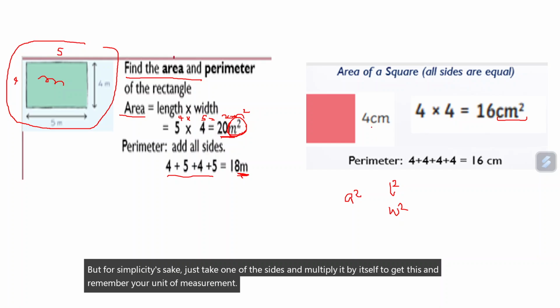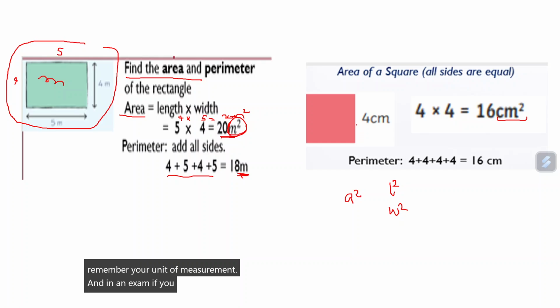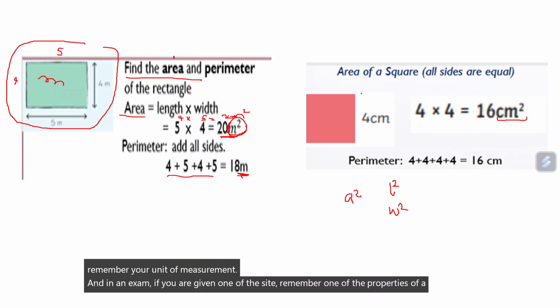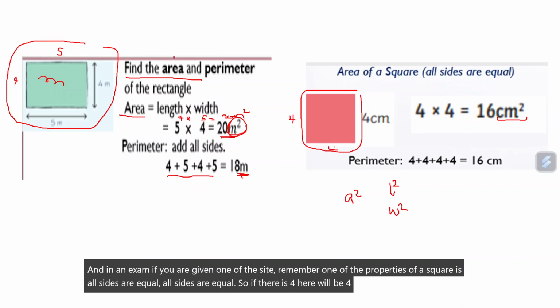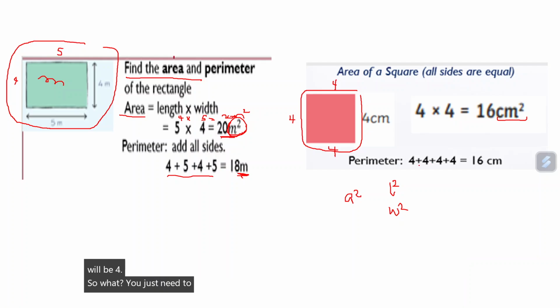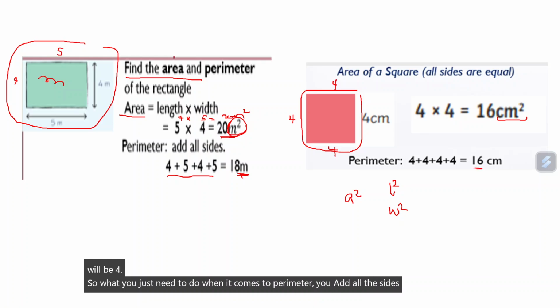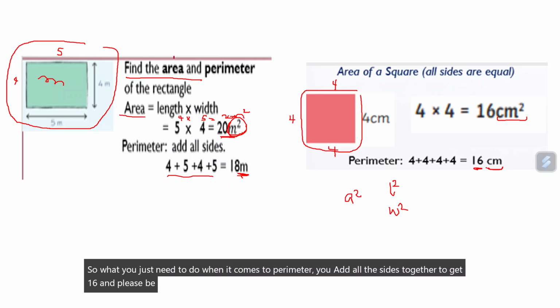And in an exam, if you are given one of the sides, remember one of the properties of a square is that all sides are equal. So if here is 4, here will be 4, here will be 4, and here will be 4. What you just need to do when it comes to perimeter is add all the sides together to get 16. And please be conscious of the unit of measurement.